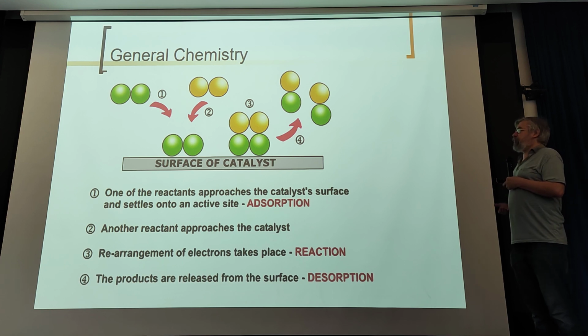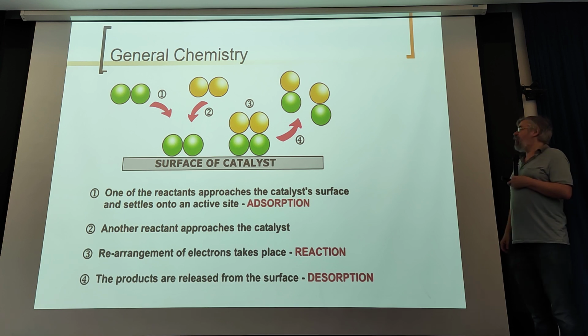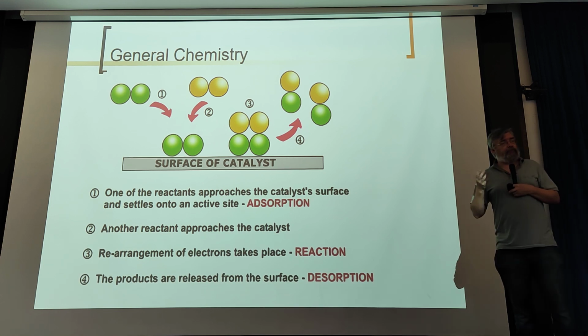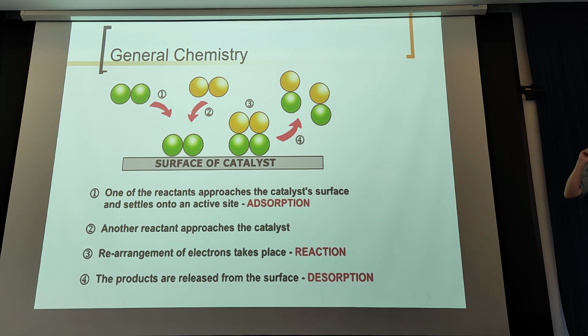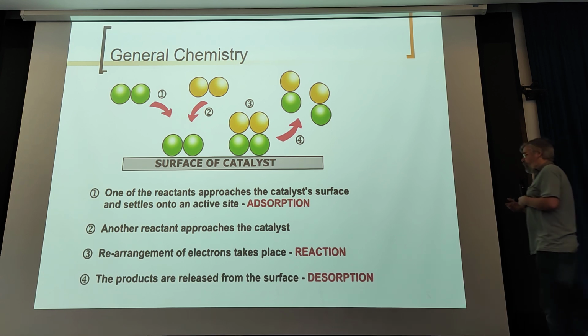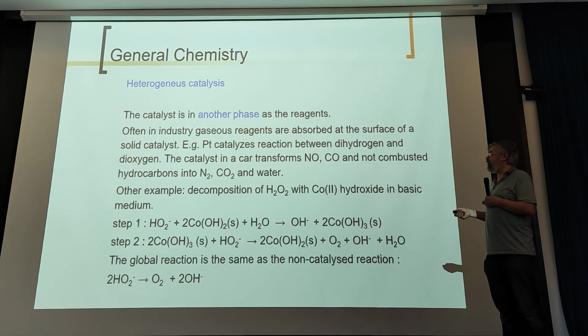The adsorbed reactant is much more reactive than the non-adsorbed one. So then we rearrange our electrons. There's a reaction which is now going with less activation energy. And then finally, of course, you have your products. And this product has to get away from the surface because we want the surface to be available for the next step. So both adsorption in the first step and desorption, removal, are important.